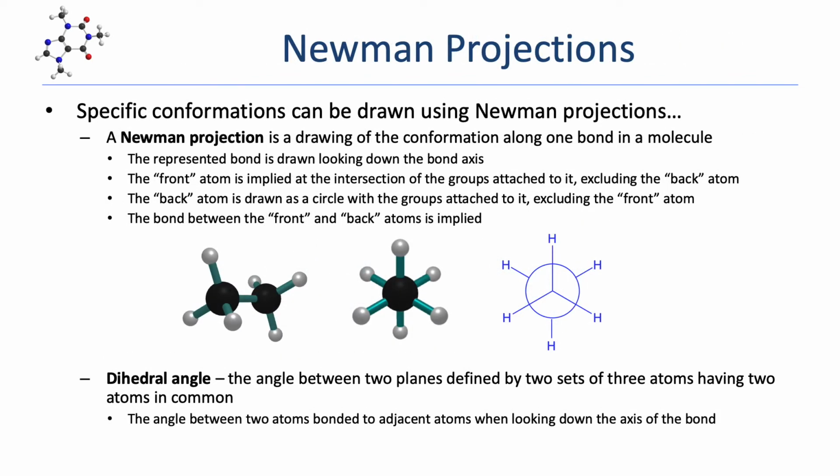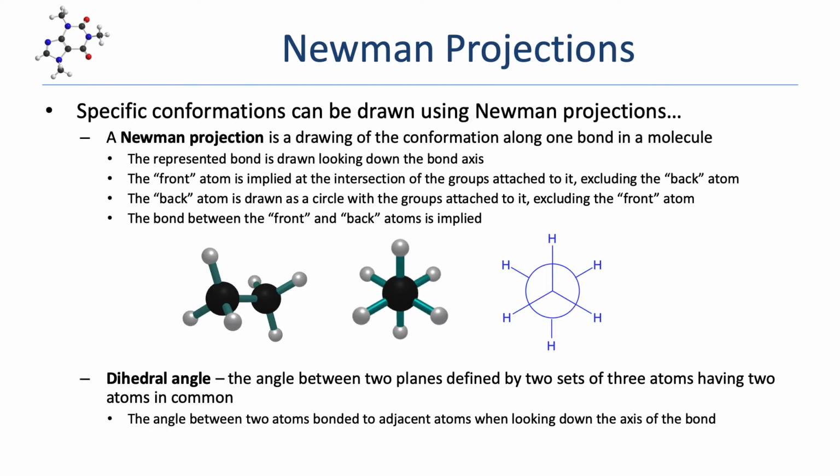We can depict conformational information using Newman projections. A Newman projection is a drawing of the conformation along one single bond in a molecule. In a Newman projection, we rotate the molecule so as to look down the bond we want to represent. So you'll have one atom directly in front of, and kind of hiding, the atom behind it. The front atom of the bond we're looking down is represented by the intersection of the three groups that are actually attached to it. If you look at ethane, ethane has that carbon-carbon bond. If we're going to draw a Newman projection of ethane along that bond, we rotate so we are looking straight down the carbon-carbon bond.